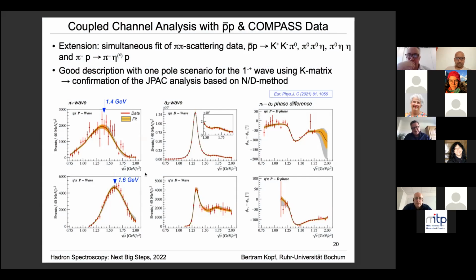This is not possible when you are performing the fits with Breit-Wigner shapes. Then you can see it by eye: you need two Breit-Wigners here, one Breit-Wigner for the pi eta, and the other one for the pi eta prime. And this is then the advantage of making use of this K-matrix formalism. So this is really a unique property, and a physical property.